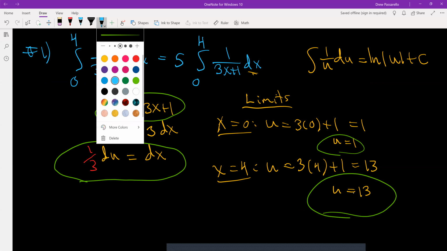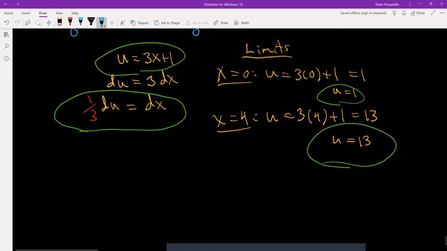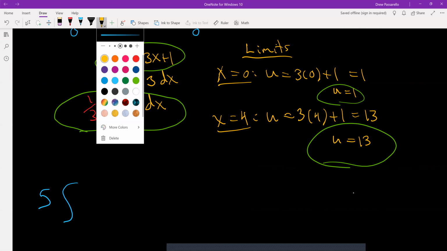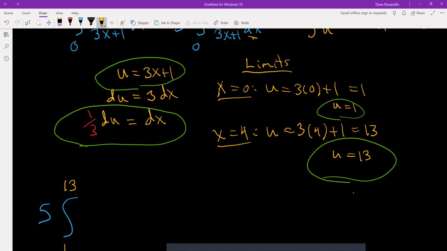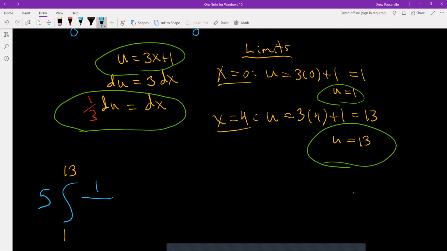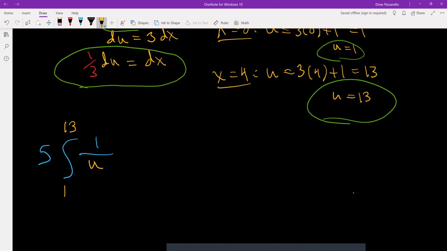All right, so making these substitutions, so we still have the 5 in front of the integral, so we have 5 times our new bounds, 0 changed to 1, and then 4 changed to 13. Then I have 1 over u, because 3x plus 1 is u, and then dx is 1/3 du. All right, so then I'll factor out the 1/3, and then I'll have 5 times a third, 5/3.